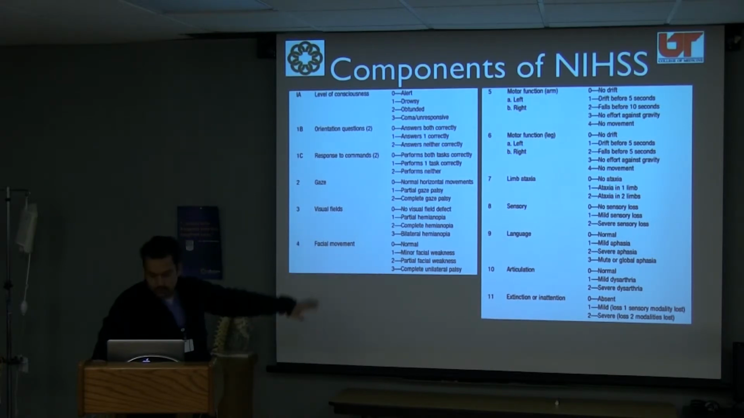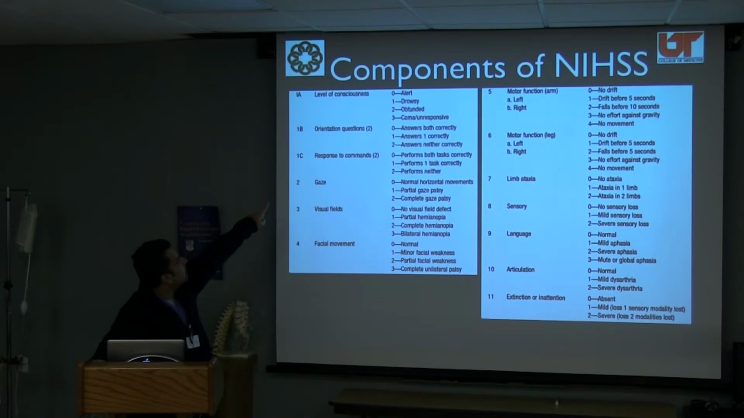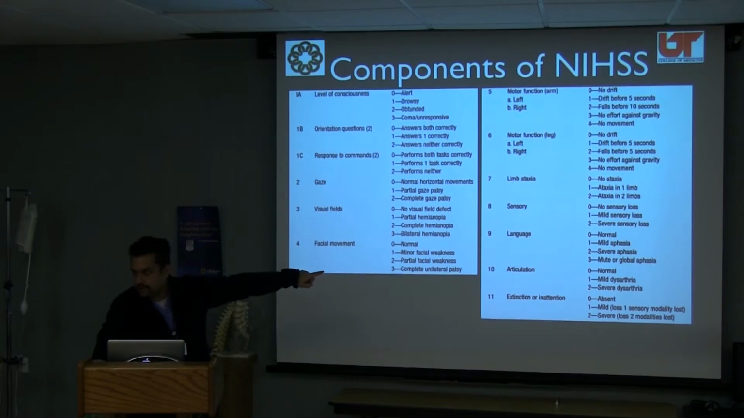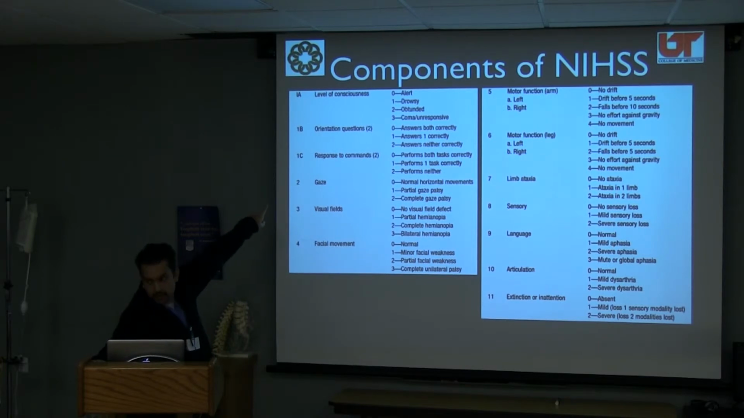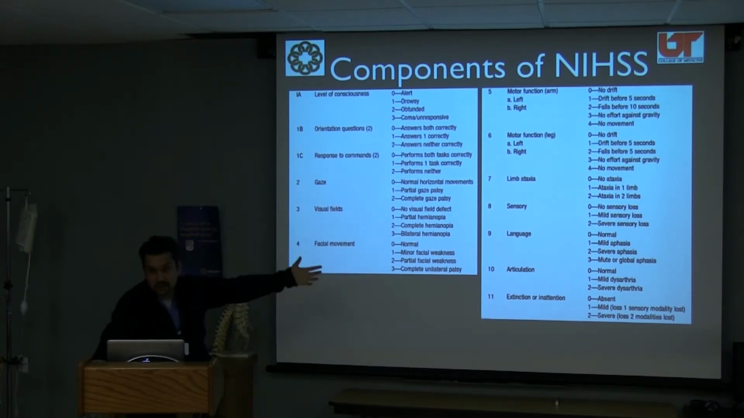Ataxia, not important, you don't have to check it. Sensory, not important, you don't have to check it. Now, number 9, language. You already get an idea from 1A, 1B, 1C what the language is. Is the patient able to answer a question? Then probably that patient is not aphasic. If the patient is following commands, probably not aphasic. So you already have an idea. If it's 2 or 3, you already have an answer from there. Not following commands, not answering, mute.